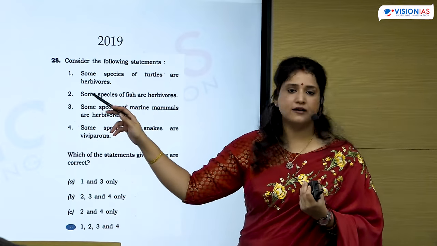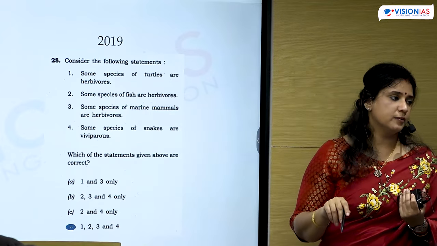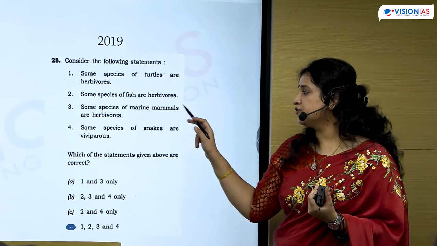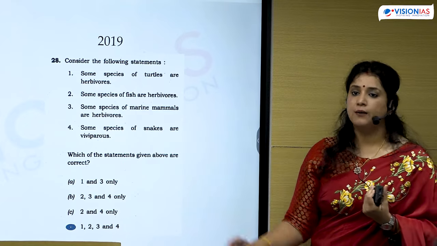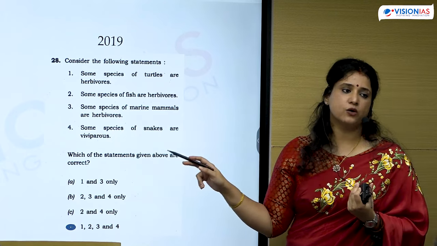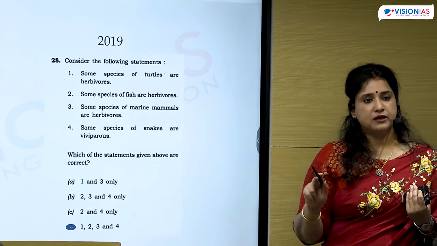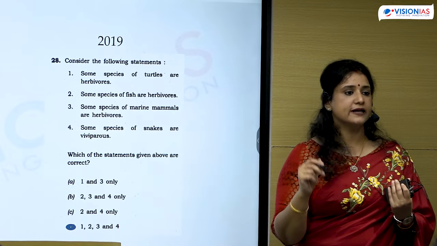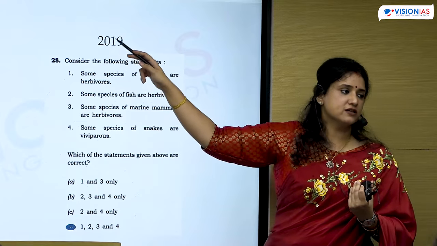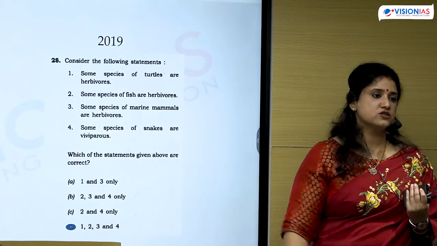some species of turtles are herbivores. This is correct. Some species of fish are also herbivores. Some species, their juvenile versions are also herbivores. Some species of marine mammals are herbivores. Marine mammals, in 2013 or 14, UPSC had asked a question related to sea cow, dugong. That is a mammal and it asked in one of the statements that it is a herbivore. So those people who had done the previous year questions, let's say 6 or 7 years, were able to answer this. And some species of snakes are viviparous.